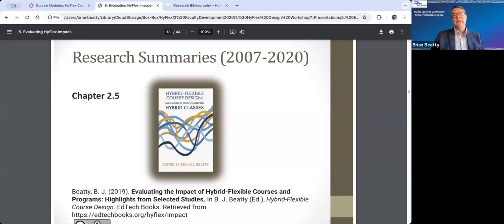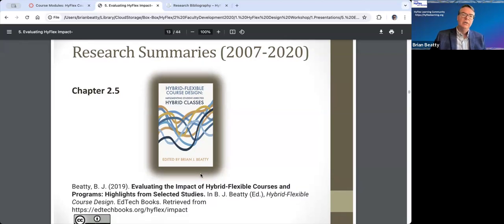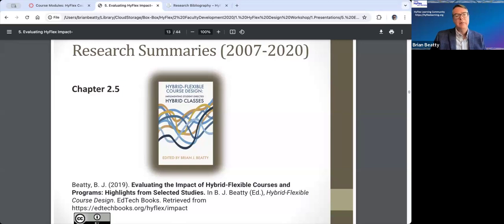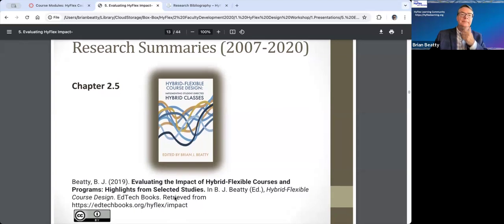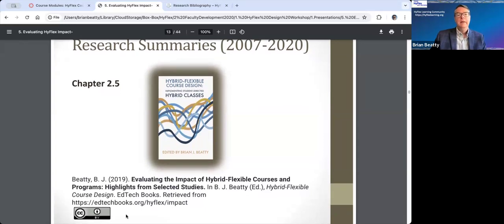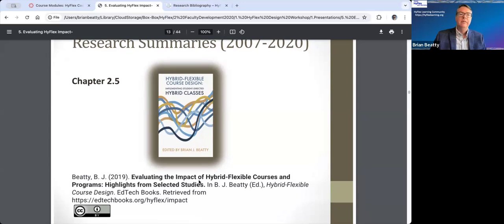There are some research summaries, as I said, that are posted in the library or in the book, in chapter 2.5. And so these might be very interesting for you to take a look through. We'll look at the highlights of a few of them here.